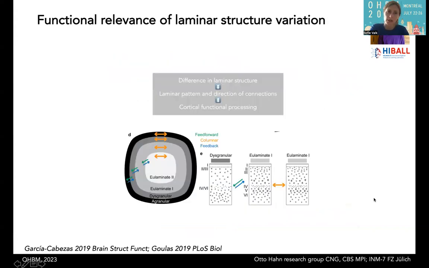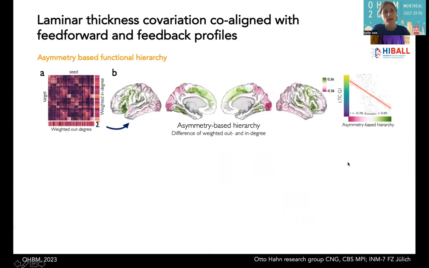Then we also wanted to understand whether there is maybe a functional relevance of this laminar structural variation. Because we know from the literature that differences in laminar structure relate to laminar patterns and the direction of connections. And this may then again relate to cortical functional processing. So for this, we used two models. On the one hand, we used a symmetry-based functional hierarchy using resting state data and weighted in and out degrees, and we compared them to each other. And we generated this map, as shown here, and we then correlated this with our gradient, and indeed we found a negative correlation between a symmetry-based hierarchy and the first gradient of laminar thickness profiles.